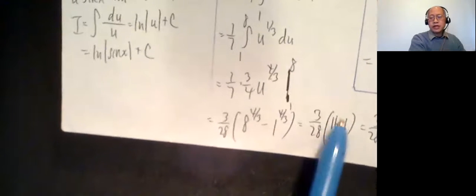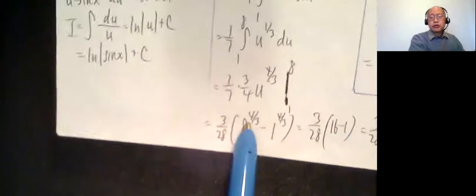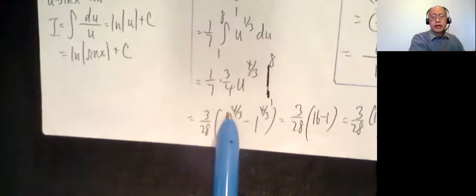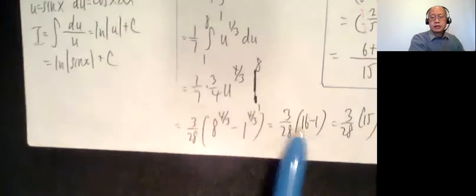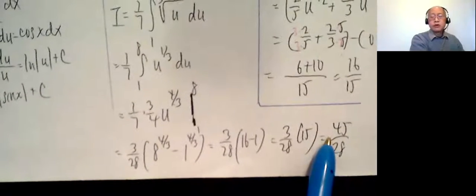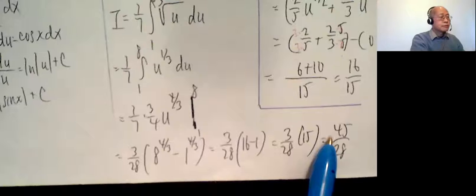Okay, well, 1 raised to anything is 1. 8 to the 4/3 means cube root of 8, 2, and then raises to the 4th power, 16. So 16 minus 1 is 15. 3 over 28 times 15. Final answer is 45 over 28.